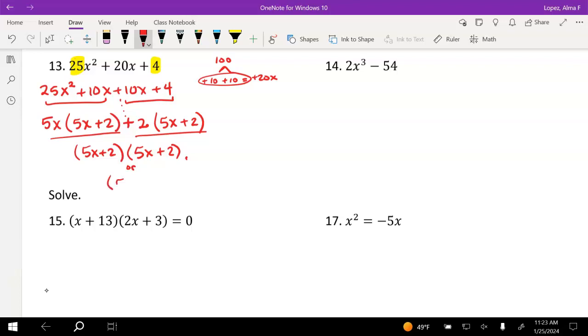Now that's the answer, but I have another really neat way that I can write it. If I have 2 of the same factor, you are allowed to write the answer as a perfect square that way. So either one of those is correct.